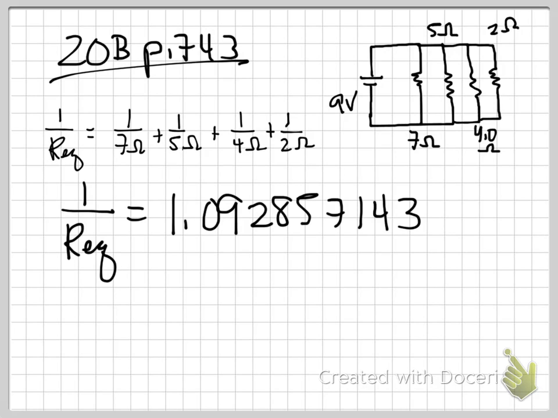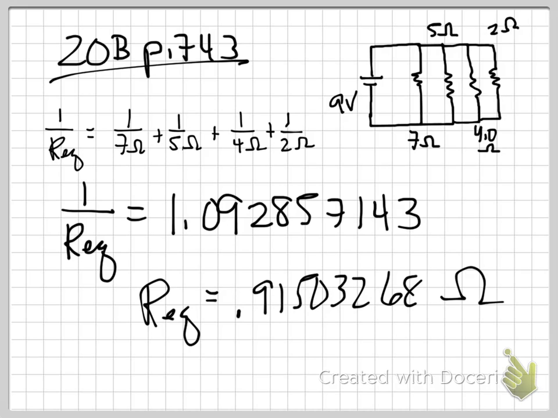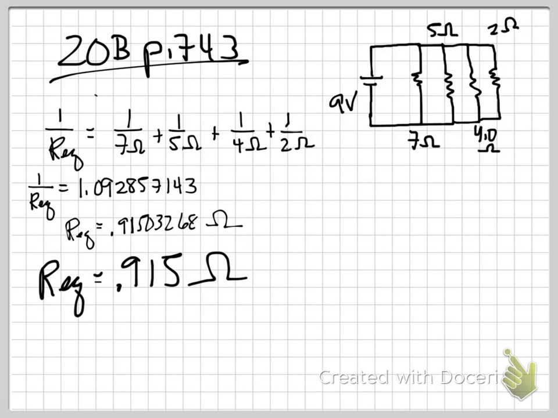Okay, so we've got a raw number for 1 over equivalent resistance. How do we get the equivalent resistance? Yeah, the reciprocal of that. So 1 divided by that answer gives us the equivalent resistance. So 1 divided by that, and we get an equivalent resistance of 0.9150328 ohms. Okay, but we're not done. At this point, we've got the equivalent resistance. We still need to get the current in the circuit.